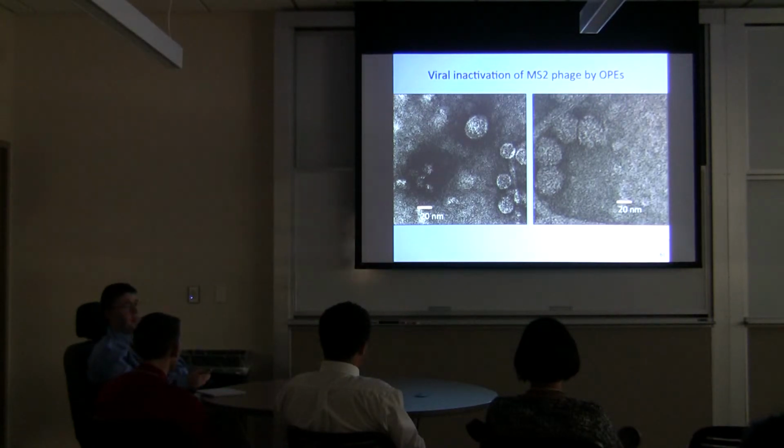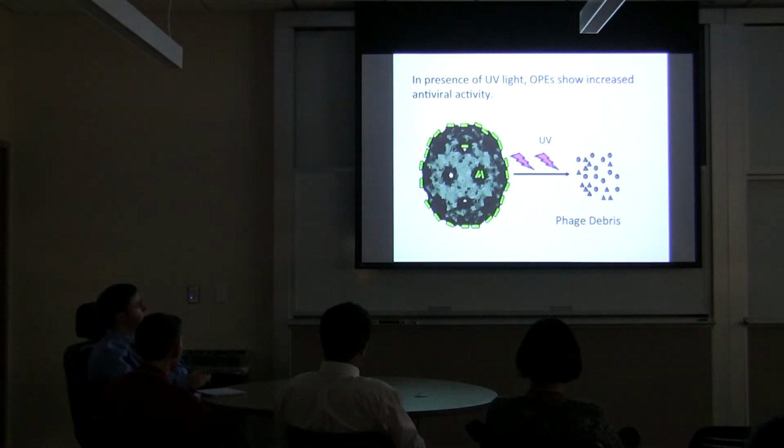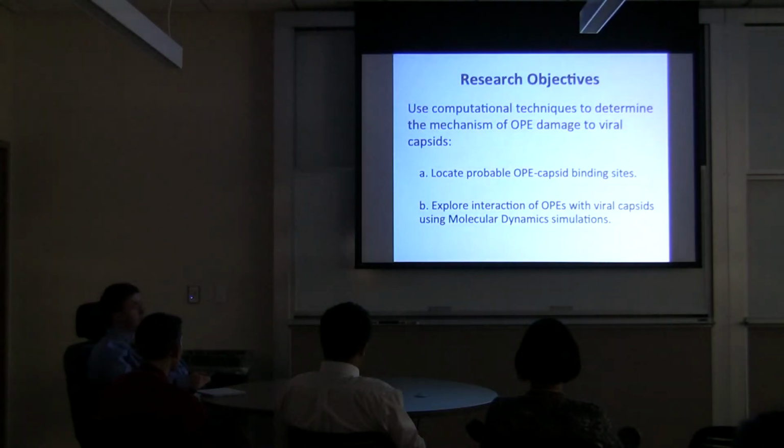The proposed mechanism for why this occurs is that the OPEs coat or cover the outer capsid surface, and in the presence of UV light, you can see that the capsid is clearly damaged. This leads us into my current research objectives, which is to find the most probable binding sites of OPEs to the capsid surface, and to explore the interactions of OPEs and viruses using molecular dynamic simulations.